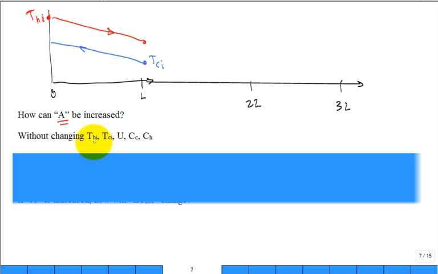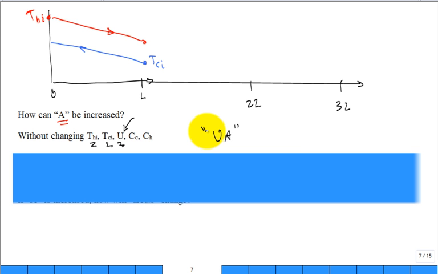Without changing the hot temperature in, the cold in, the overall heat transfer coefficient U. Can I increase the area without changing U? The answer is yes. Pretty much yes, okay? Now, the thing is we often have U and A paired up, and they don't really like to be separated, and that's why it makes it a challenging question. But the bottom line is, yes, you can have it.